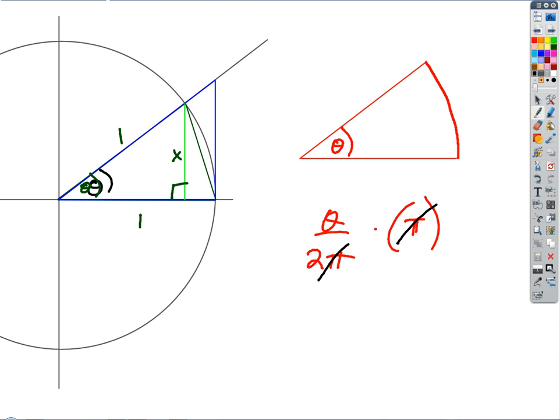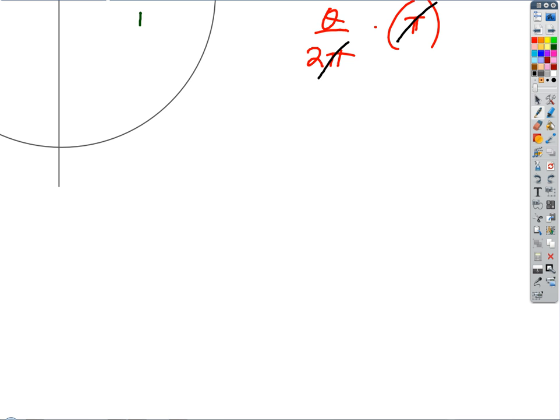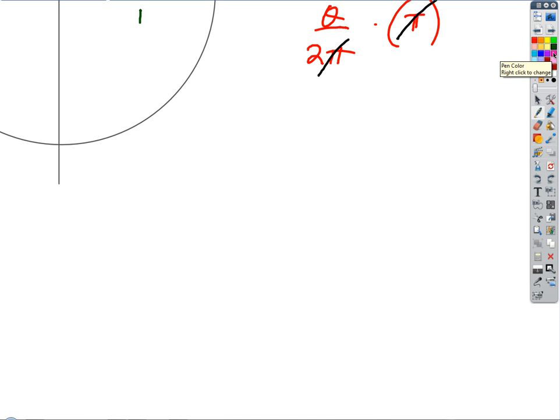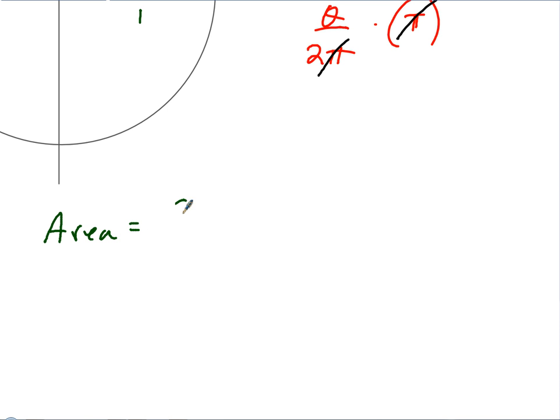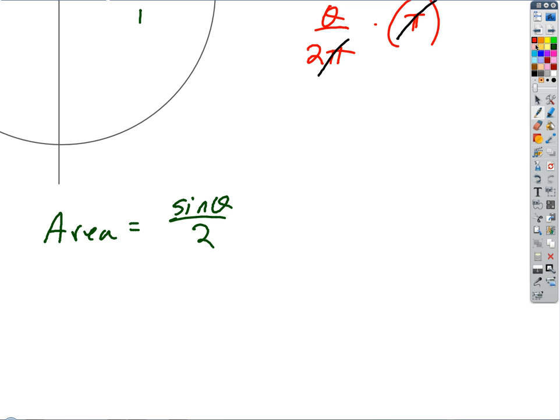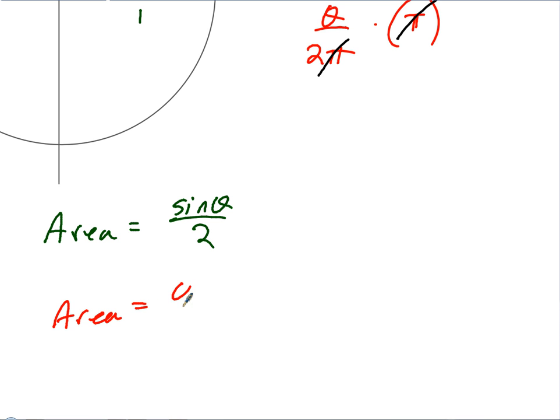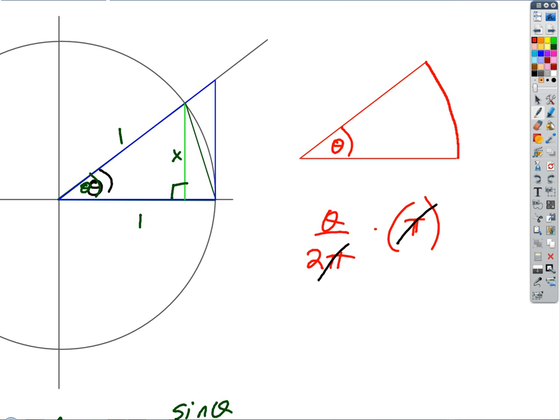So let's keep track of these areas while we're at it here. Let's make a list. So the green area we said was sine theta over 2, right? The red area we're now saying is theta over 2, okay? And then let's finally take care of this guy back here.